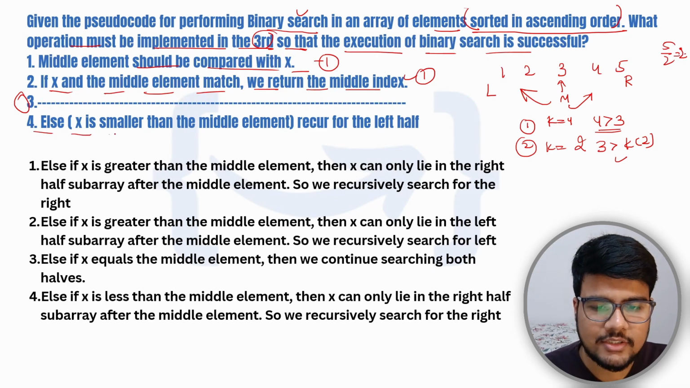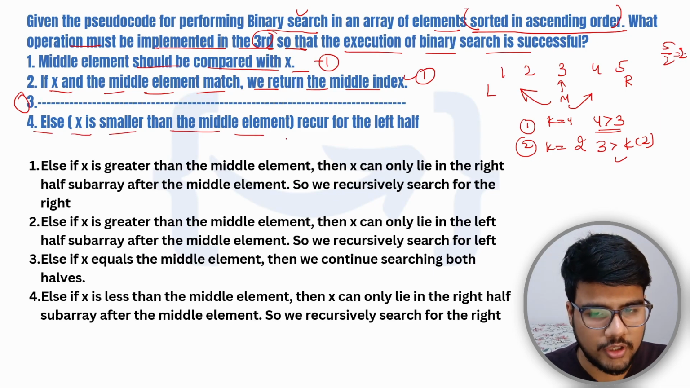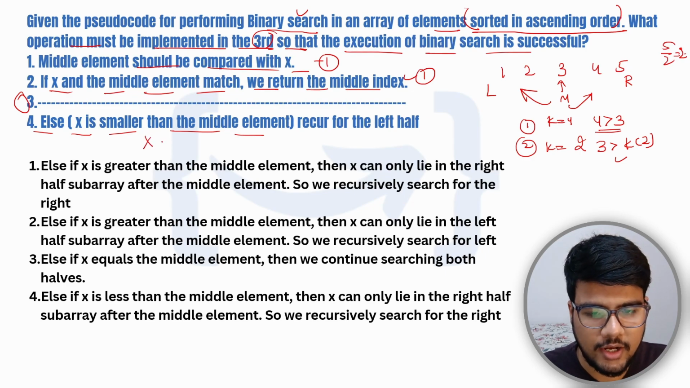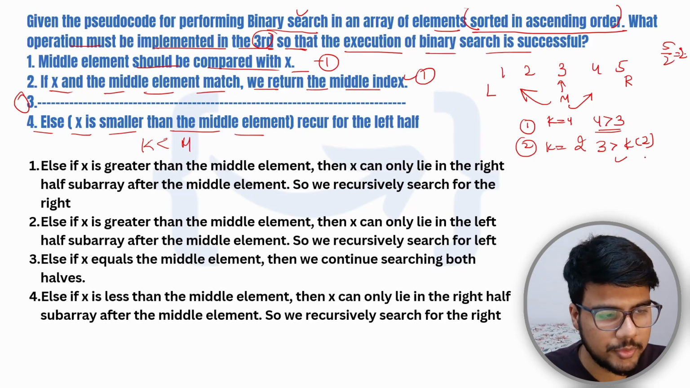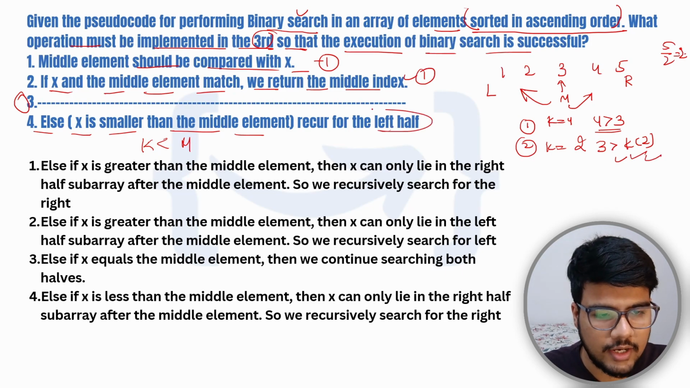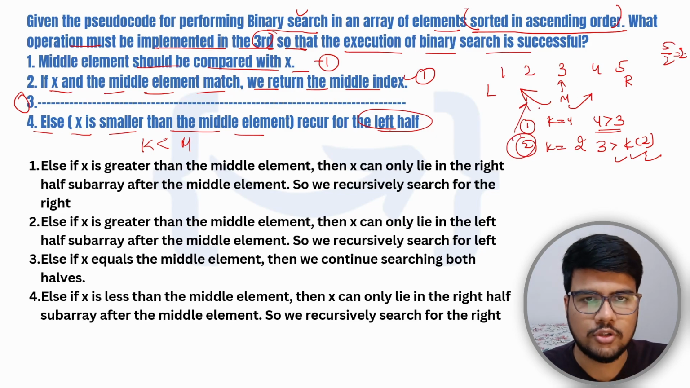Else, if x is smaller than the middle element, x is the element that we need to find. In this case it would be k smaller than the middle element. So what would be the case? We will be on the left half. As I wrote, if the second case hits, we need to search on the left side.